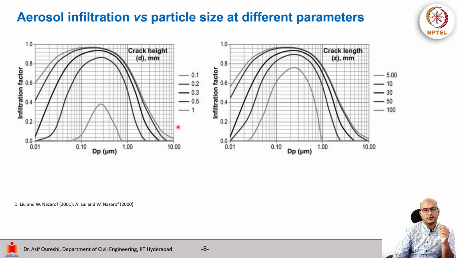Crack height. Here we can see that, irrespective of the crack height, we again have the maximum infiltration generally in the accumulation mode. That's again the same thing, almost 80 to 100%. And then the crack length, 5 to 100, even a factor of 20, we are again seeing more infiltration in the approximately 0.05 to 0.5 mode. This maximum is almost always the same.